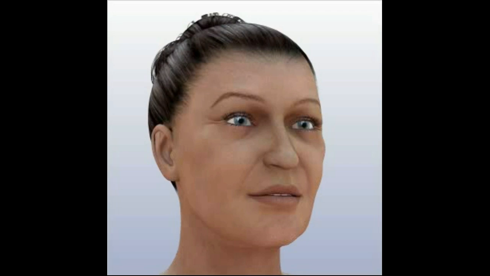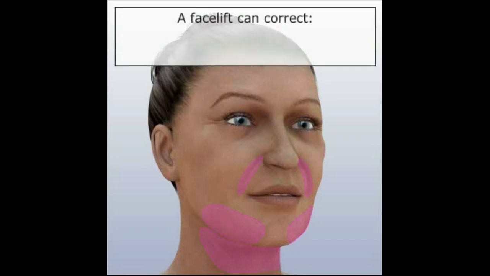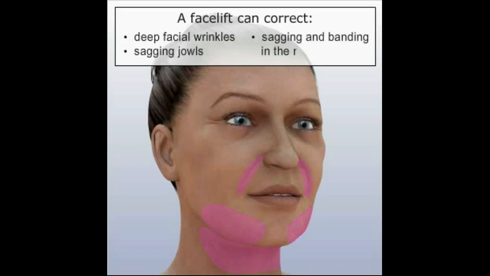These changes may include the development of deep lines in the cheeks and around the mouth, loose excess skin in the cheeks, jawline, and neck, and banding around the neck. Most often performed on individuals ranging from 45 to 55 years of age, a lower facelift can help to reduce the appearance of deep facial wrinkles, sagging jowls, and sagging and banding in the neck, restoring a firmer, more youthful appearance.